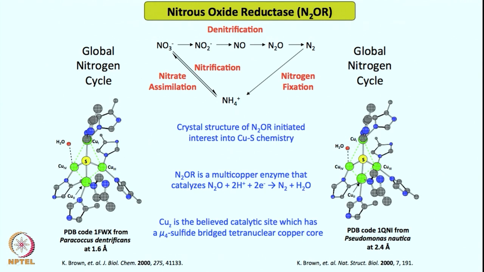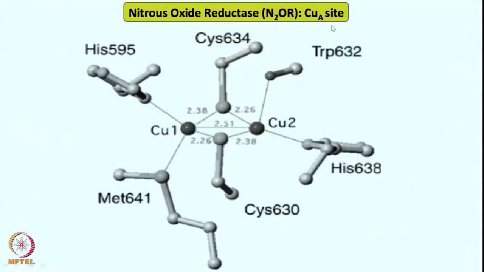Let's look at some of the proposed mechanisms. There are a number of studies, mainly computational works, that suggest a pathway in which nitrous oxide binding happens between two copper centers. Of course, in addition to the copper Z site, there is another center known as copper A, which is responsible for transferring the electrons required for nitrous oxide reduction to nitrogen.